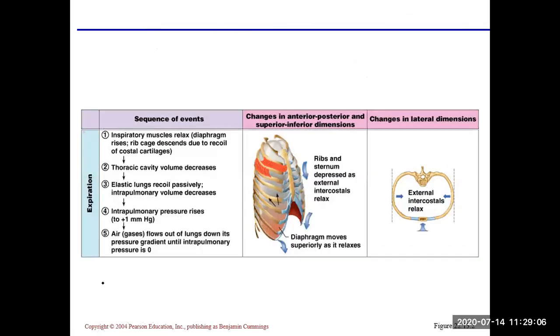Now, during expiration or exhalation, the opposite will happen. In other words, the diaphragm moves upwards, superiorly, as it relaxes. So in this case, the thoracic volume is going to be decreased now. A lot of those inspiratory muscles start relaxing. The diaphragm rises, and the rib cage descends due to the costal cartilage and all of those.